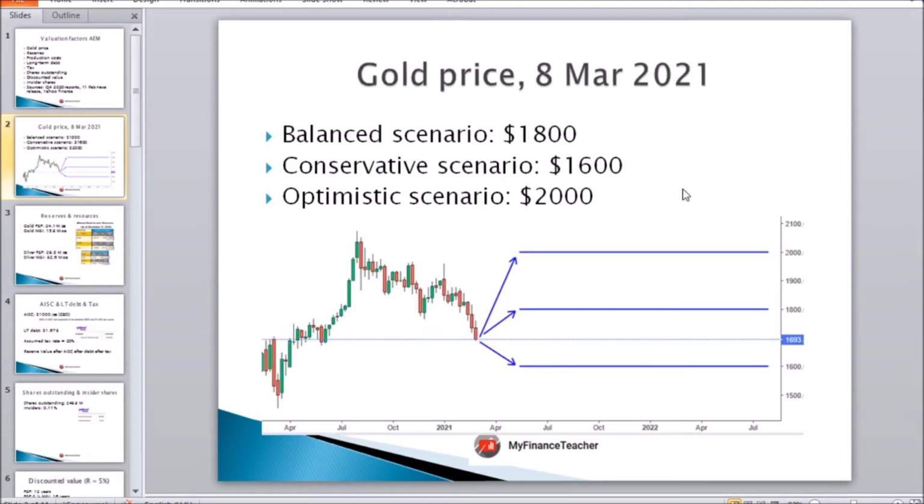For the gold price, I'm going to assume three scenarios. A balanced scenario of 1800 for the gold price, say that might be our average over the next couple of years, 2 to 3 years. Conservative scenario of 1600 for gold price as an average price over the next 2 to 3 years, and the optimistic scenario of, let's say, $2,000 per ounce as an average price. Although, to be honest, over the next 2 to 3 years, at the highs, I do expect gold price to go significantly further than $2,000.